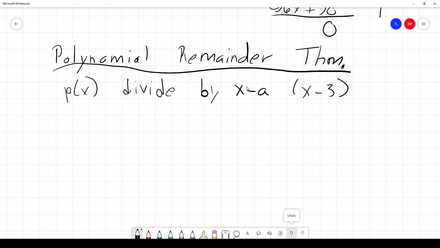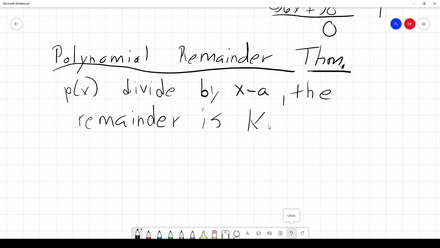Okay, now this is key. Notice it has to be a linear factor. There can't be a coefficient here. It's just x minus a number. That's the only situation the polynomial remainder theorem applies. Okay, so we have a polynomial, and if we divide by x minus a, we'll say the remainder is k.